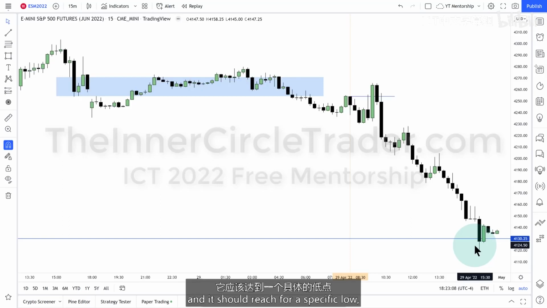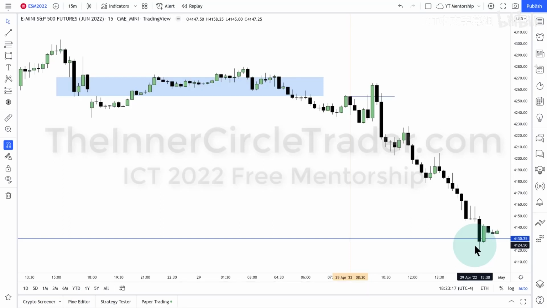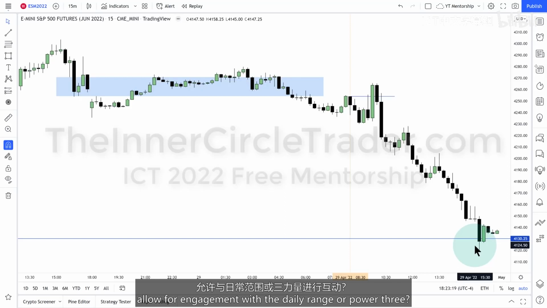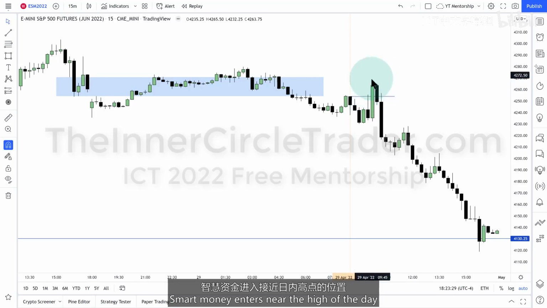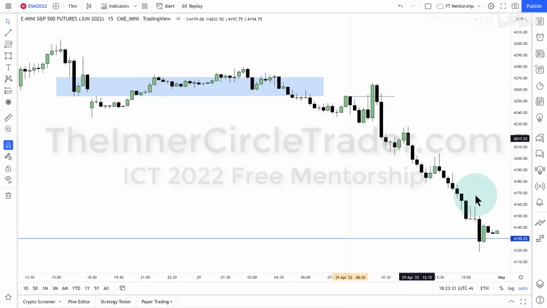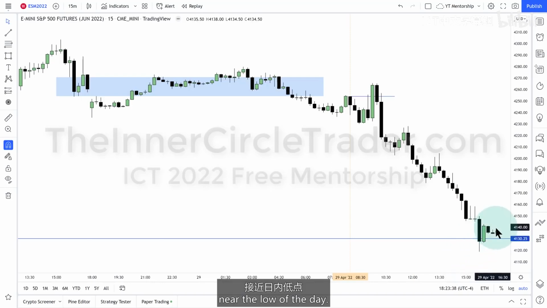Okay, so you're taking the logic of certain principles and concepts and blending them with market structure. We're looking for lower prices and it should reach for a specific low, but also how does the present narrative allow for engagement with the daily range or power 3? Everything I've taught you. So it's the open rally. Smart money enters near the high today above the opening and they get out down here at an important low, and the market closes near the low of the day.